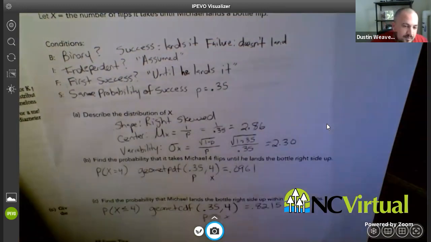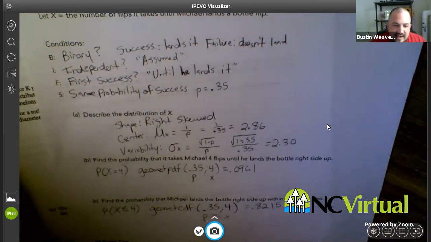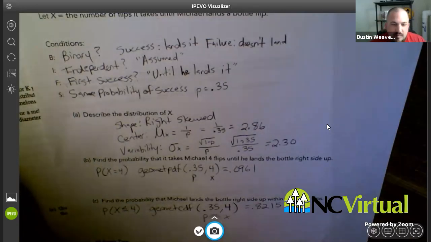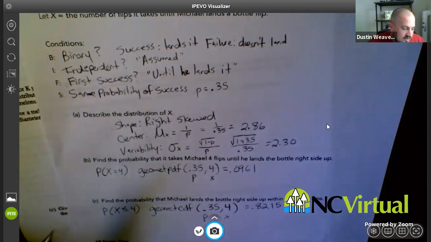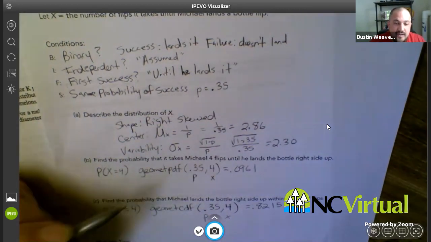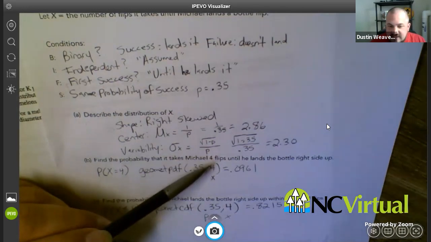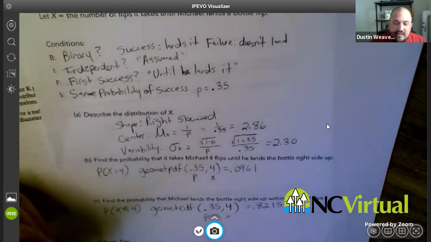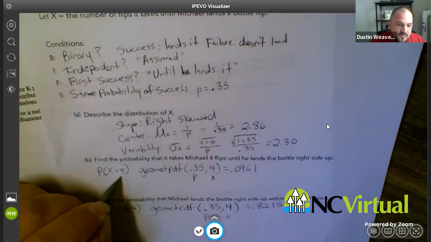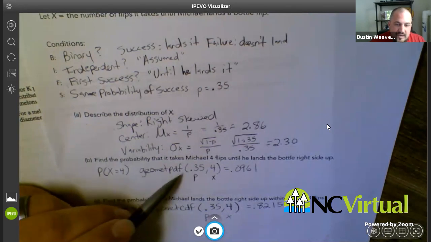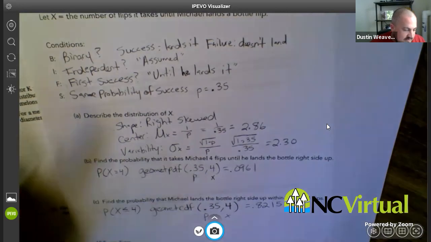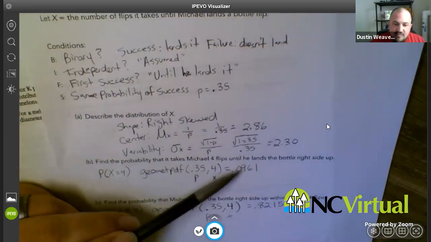Okay, so B, find the probability that it takes Michael 4 flips until he lands the bottle right side up. That is the probability that it takes him exactly 4 flips. So that is a geometric PDF, because we want to find the probability that it takes exactly 4 until he lands the bottle right side up. So that would be the probability that X equals 4. Your probability here is 0.35. That came from the problem, and you want exactly 4.